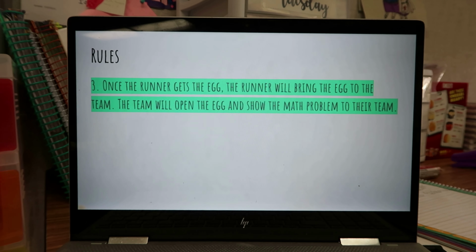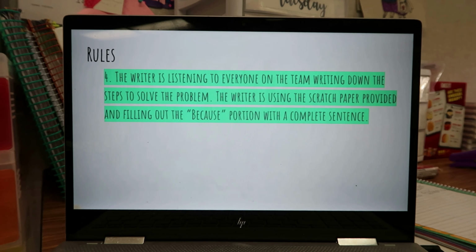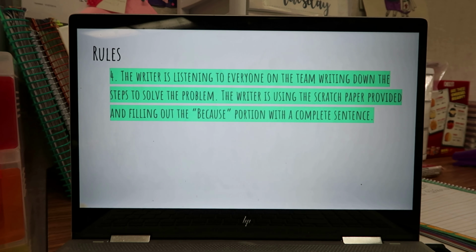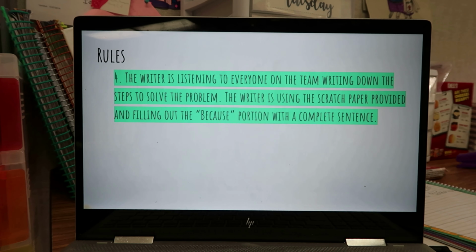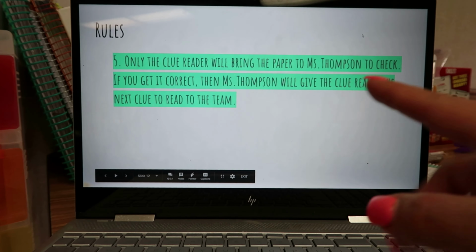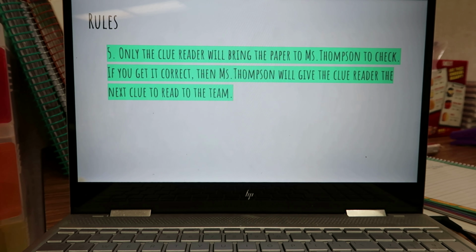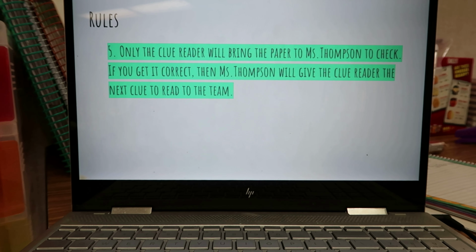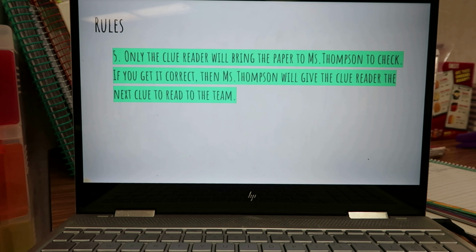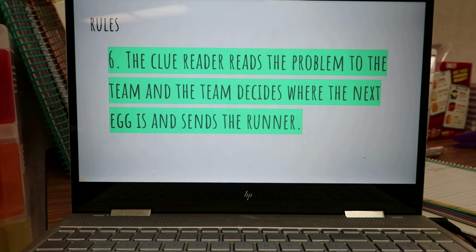It's like a little piece of paper I'll show you. Then the writer is listening to everyone on the team, writing down the steps to solve the problem. The writer is using the scratch paper provided and filling out the because portion with a complete sentence. I will show you that in a minute. Step 5. Only the clue reader will bring the paper to Miss Thompson to check. If you get it correct, then Miss Thompson will give the clue reader the next clue to read to the team. And then the cycle continues.